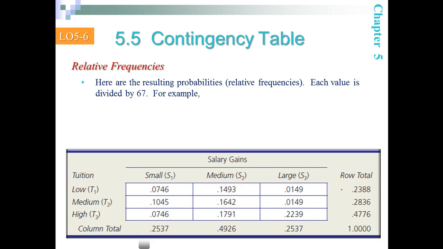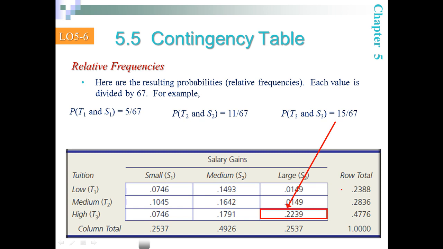Relative frequencies, that's just another way of saying probabilities or estimates of probabilities, and we get those by dividing everything in the table by the sample size, so 67. So if we want to know the probability of the intersection of T1 and S1, that's going to be 5 divided by 67. That's that number right there. T2 and S2, that number. T3 and S3, that number. If we want to know a marginal probability, say the probability of S1, that's going to be that number. The marginal probability of T2 is going to be that number.